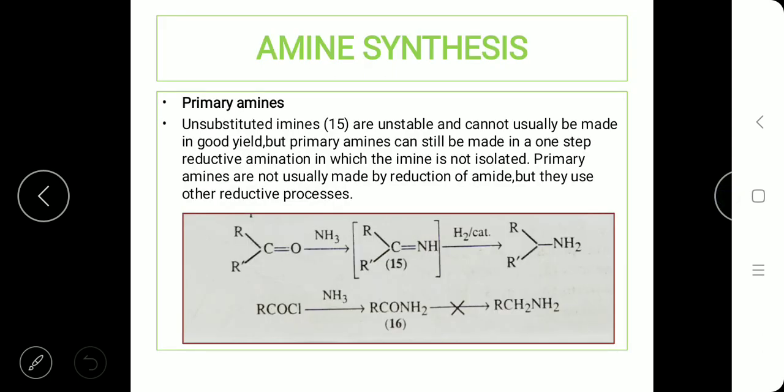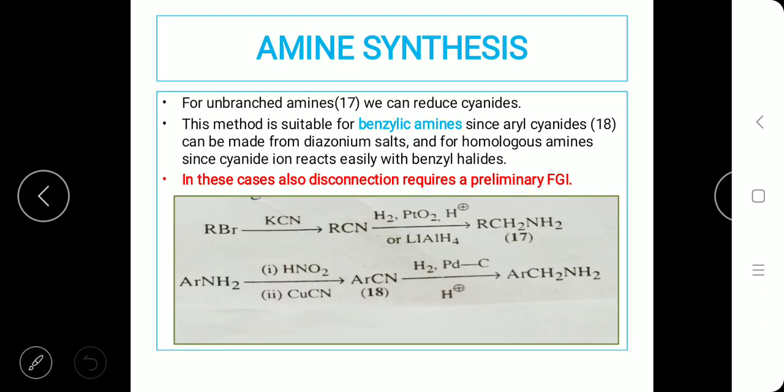Next, let us look at some of the amine syntheses for primary amines. Unsubstituted imines, that is 15, are unstable and cannot usually be made in good yield. But primary amines can still be made in a one-step reductive amination in which the imine is not isolated. Primary amines are not usually made by reduction of amides, but by other reductive processes. So for primary amines, we do not use amide as an intermediate, but we use other reductive processes. So let us look at that.